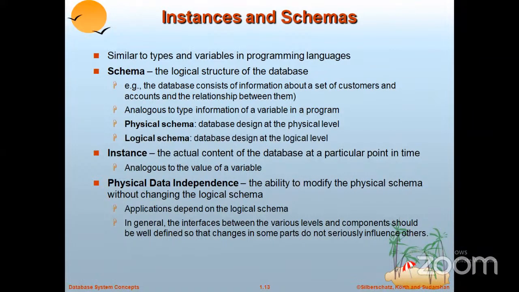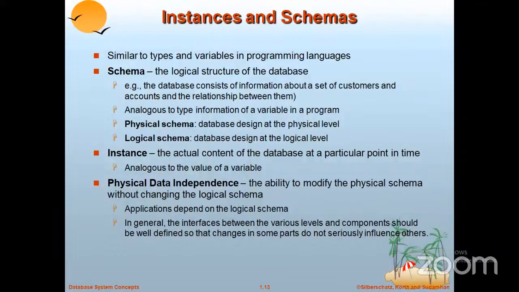The database consists of information about some set of customers, accounts and relationships. The logical structure of a database is not only the columns, it also shows the relation between the name of the database and the columns of the database. There are two types: physical schema and logical schema. Database design at physical level is called physical schema. Database design at logical level is called logical schema.